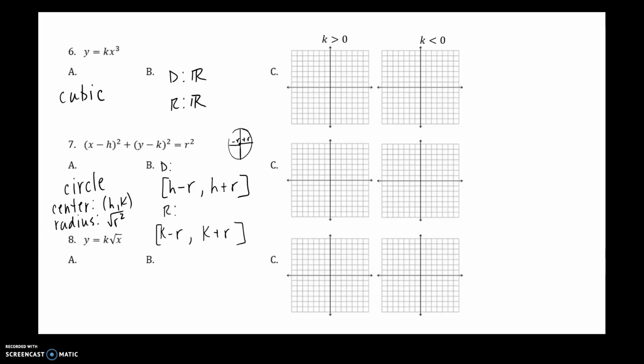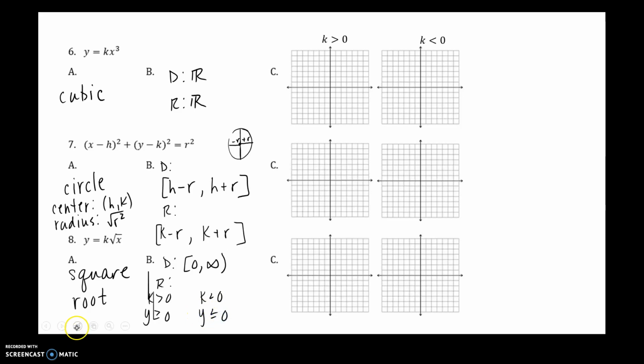Okay. Number 8 is your square root function. Okay, domain. If we think about our domain, we can't take the square root of negative numbers. So our domain will be all values bigger than or equal to 0. Your range is going to depend on the value of k. If k is positive, your range is going to be all values for y greater than or equal to 0. If k is negative, your range is going to be all values for y less than or equal to 0.